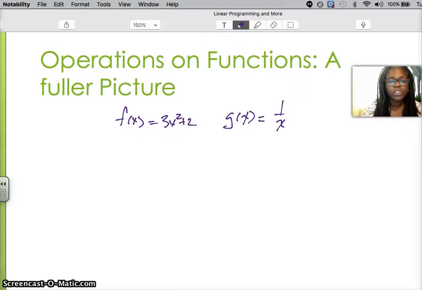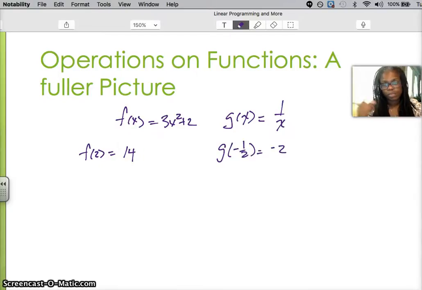So I can have two functions and ask you very simple things like f of 2, and you know to plug 2 into this equation to figure out the value of the function at 2. We've done that and that makes sense. Just for kicks, we'll write down that the answer is 14. And if I were to say g of negative 1/2, the answer would be negative 2, plugging in negative 1/2, taking the reciprocal. So we know how to evaluate functions.